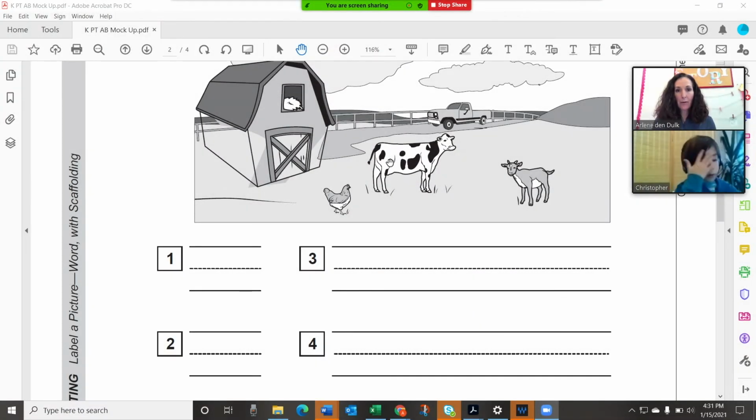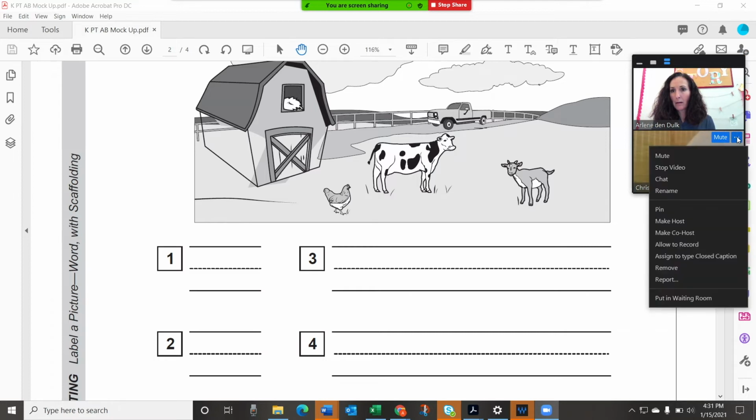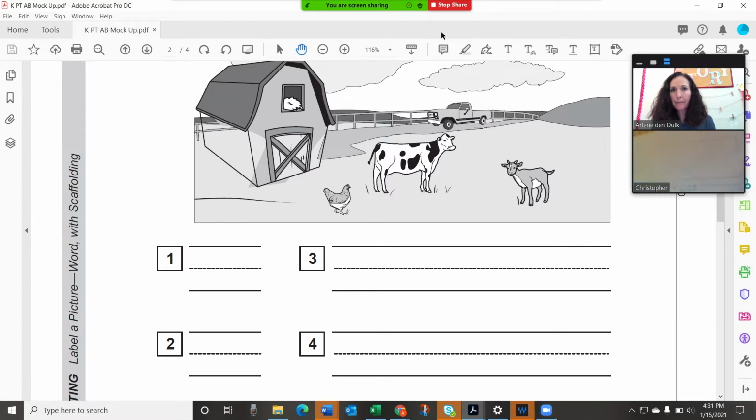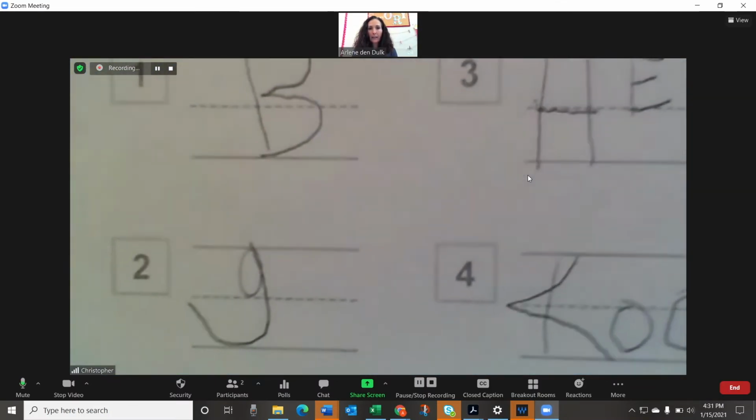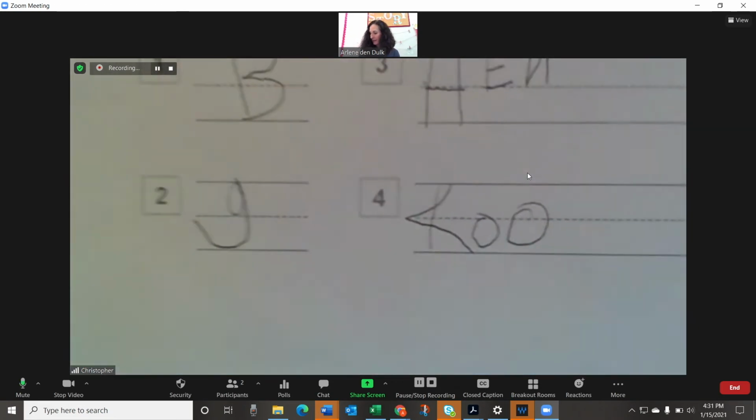This is a cow. Write the word cow on number 4, right where you see my pointer. Good job. Hold that up. Keep holding it up. Hold it up a little more. A little higher. There, perfect. Stop right there.